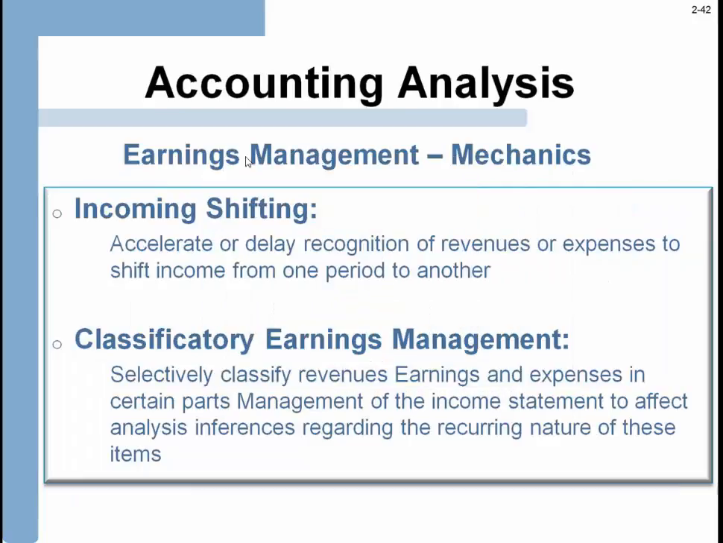Income shifting, that means putting revenues before or after. They might try and accelerate sales to have a better quarter or a better year, or they might try and decelerate it so it goes into the next year.